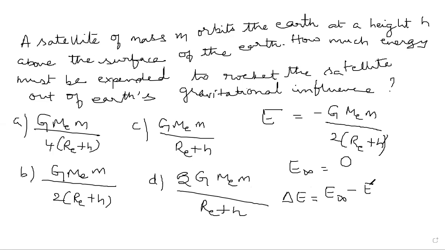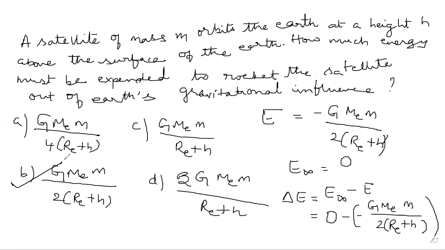E infinity minus E. So E infinity is 0, minus of minus GMEM divided by 2 times (RE plus H). Minus into minus is plus, so delta E is GMEM divided by 2 times (RE plus H). So option B is the right answer. Option B is the right answer.